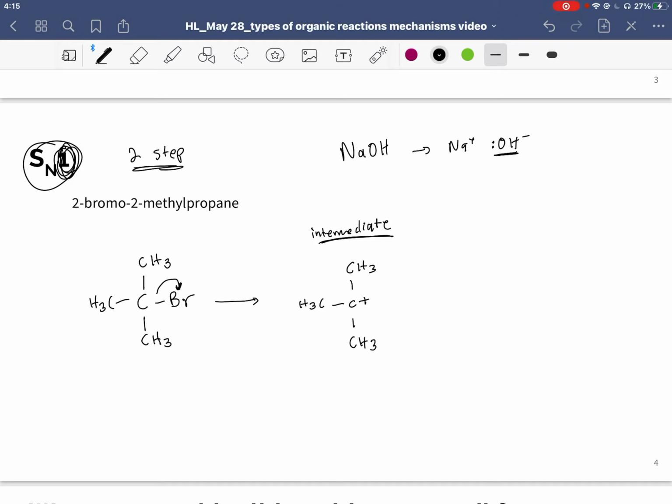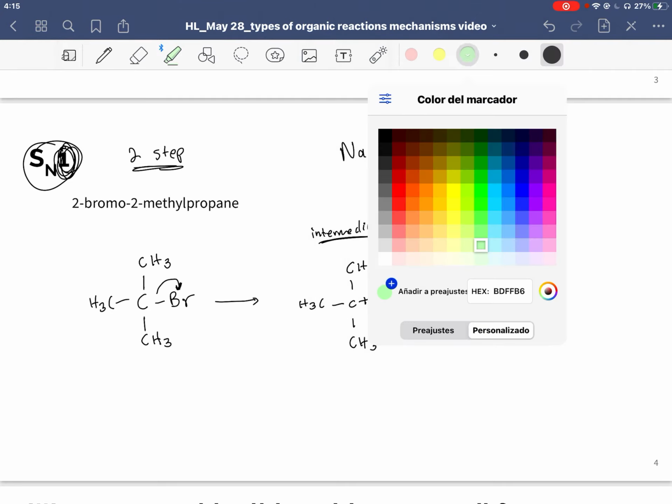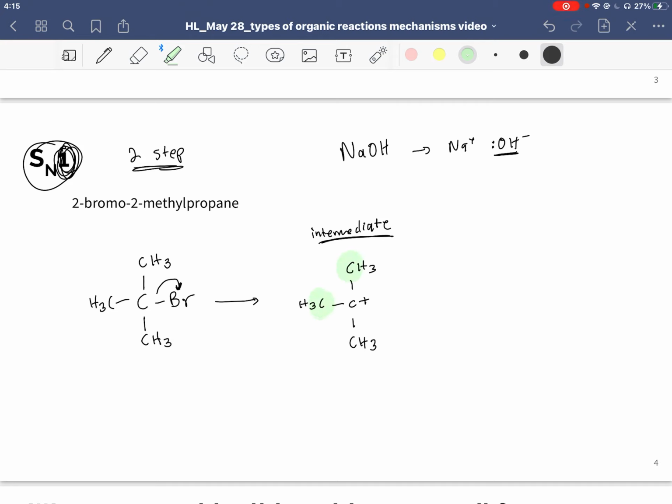Carbon is positive when positivity is a bad thing. Carbon does not like being positive. It needs a lot of help if it's going to try to be positive. It gets some help from being tertiary. These other carbons help distribute that positive charge. That's a positive inductive effect.